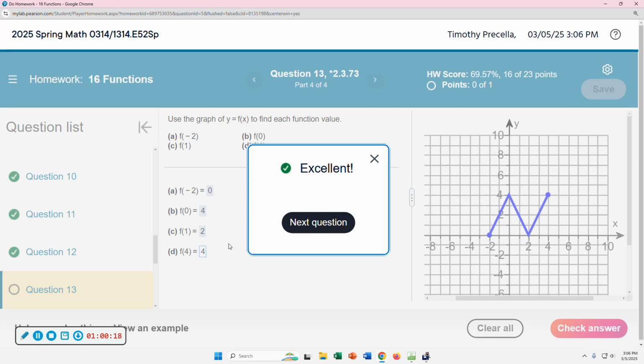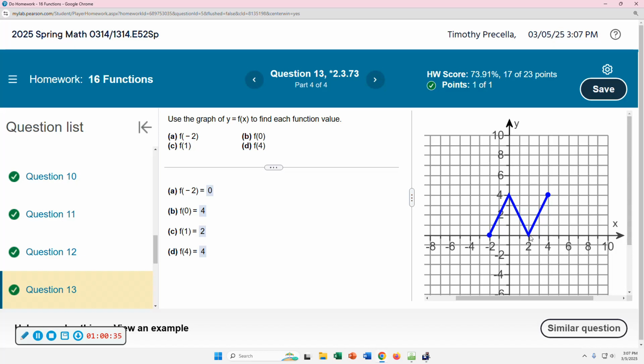You need to be able to evaluate function notation, whether the function is an equation, which is what it usually will be, or a set of ordered pairs, or if they give it to you as a graph. If they give you a graph, you find the point with the x value, and the y value is the value of the function. Any questions there?